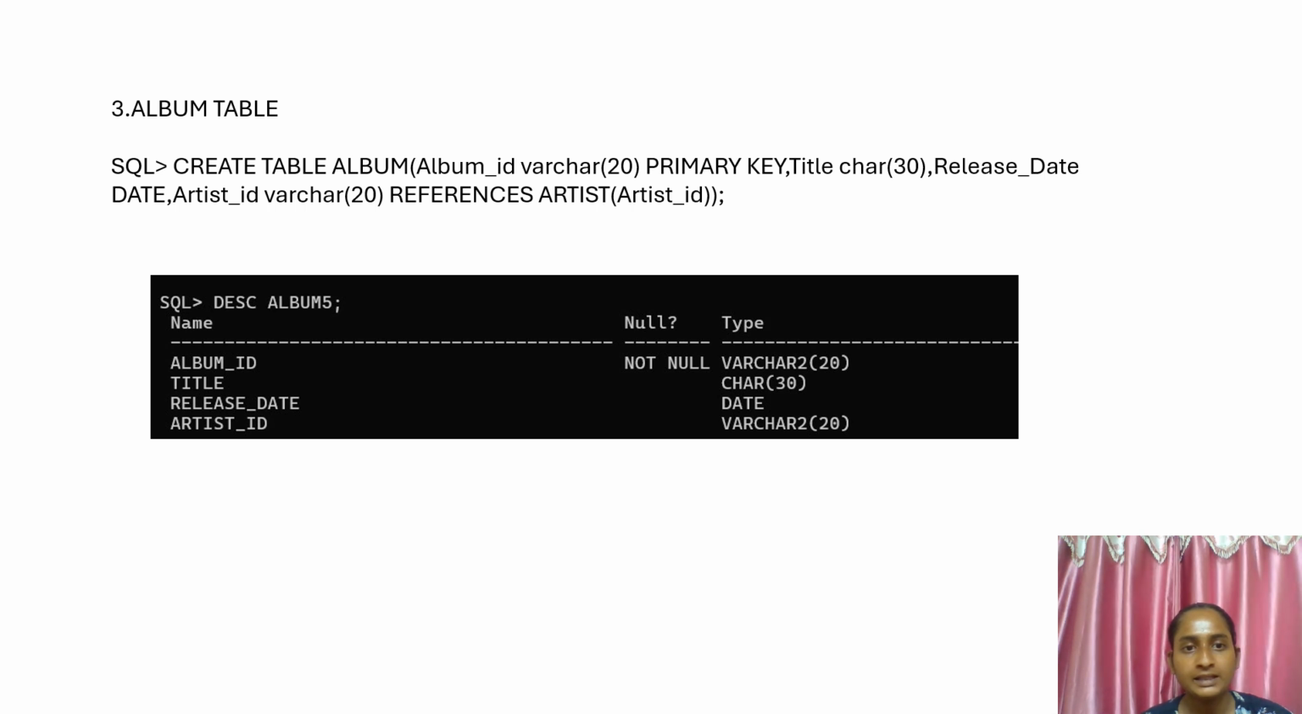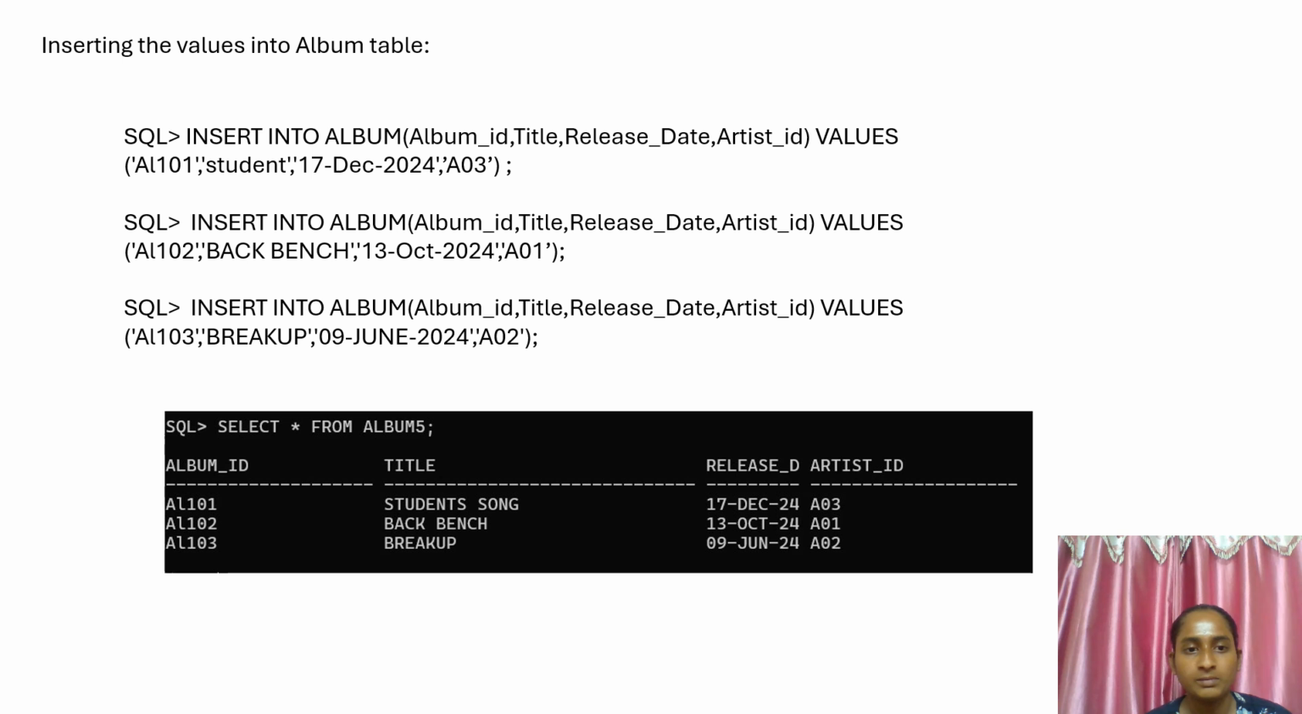Album table. Create table album: album ID, title, release date, artist ID. Artist ID is the foreign key referring to the artist table. This is the structure of album table.